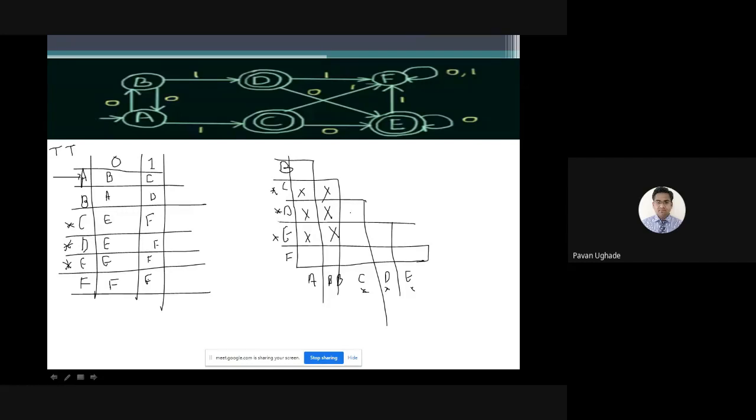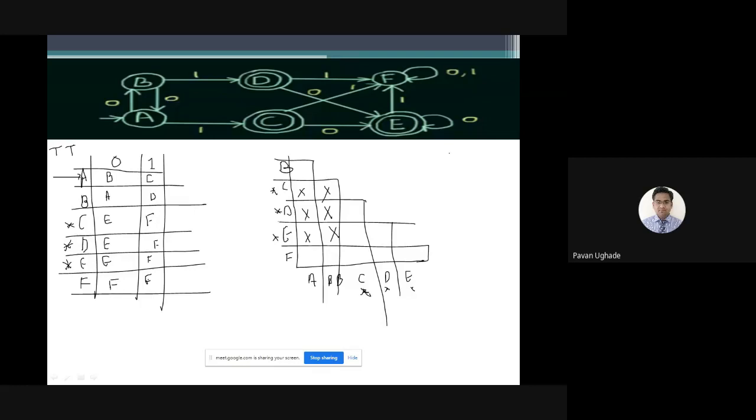Yes, this cell is a combination of C and D, in which both states are final. Both states are final, so we will keep it blank. What about CE? The same reason, it will be blank. What about CF? It will be cross. What about DE? This cell DE will be blank. What about DF? Cross. What about E? Only one cell we have, EF. It will be cross. This is our step 1. Any doubts up to this much?